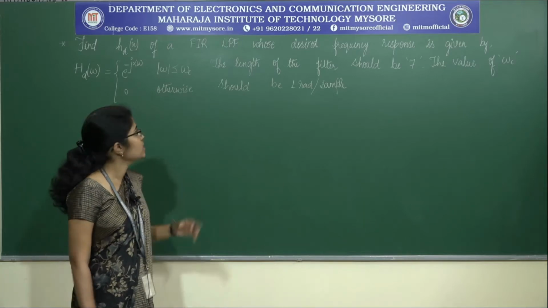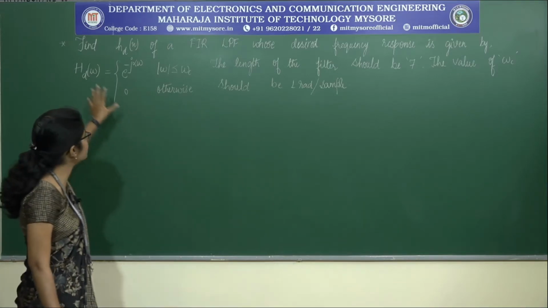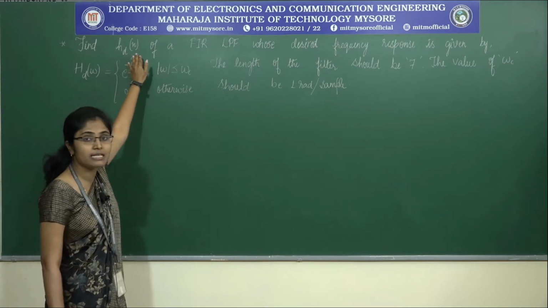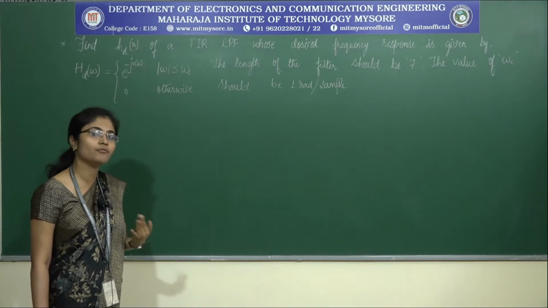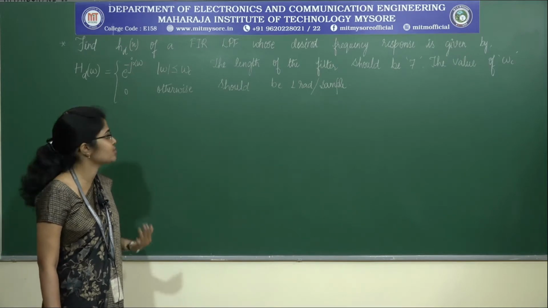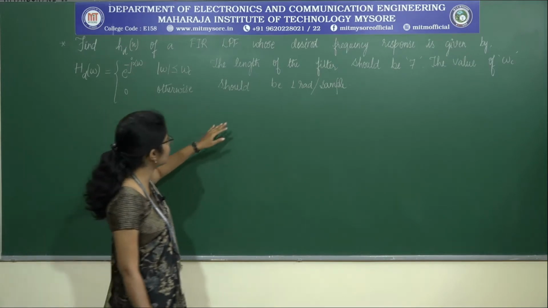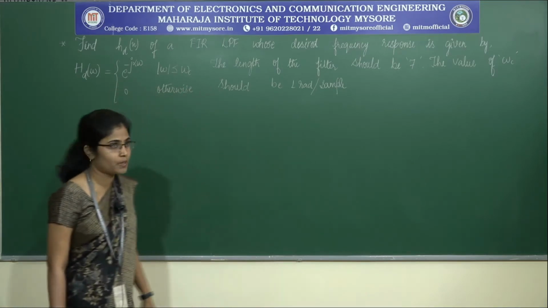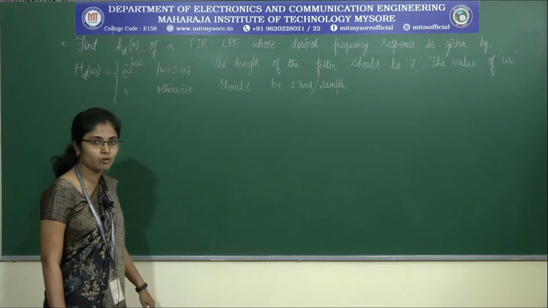Here, they have given us the desired frequency response and they are telling us to find the desired impulse response. hd of n indicates the desired impulse response. The data given is Hd of omega as well as the value of omega c, which is nothing but the cutoff frequency.